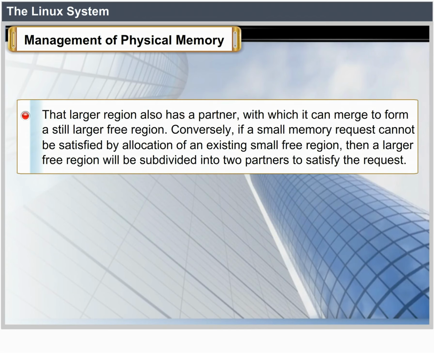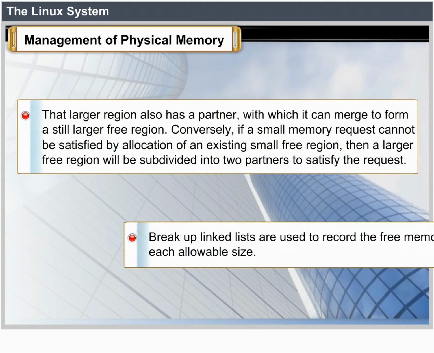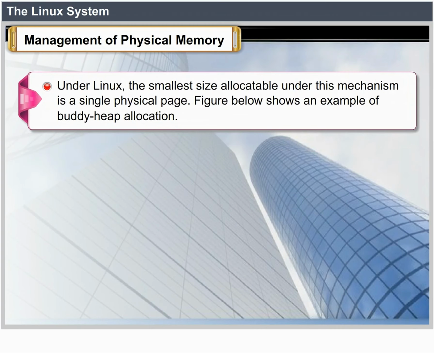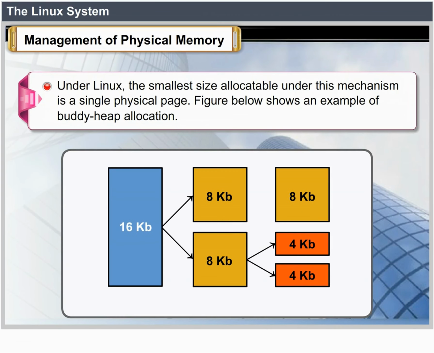Conversely, if a small memory request cannot be satisfied by allocation of an existing small free region, then a larger free region will be subdivided into two partners to satisfy the request. Separate linked lists are used to record the free memory regions of each allowable size. Under Linux, the smallest size allocatable under this mechanism is a single physical page. The figure below shows an example of buddy heap allocation.